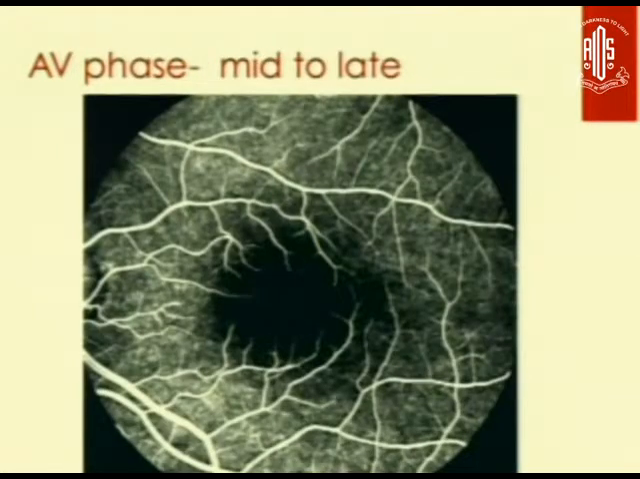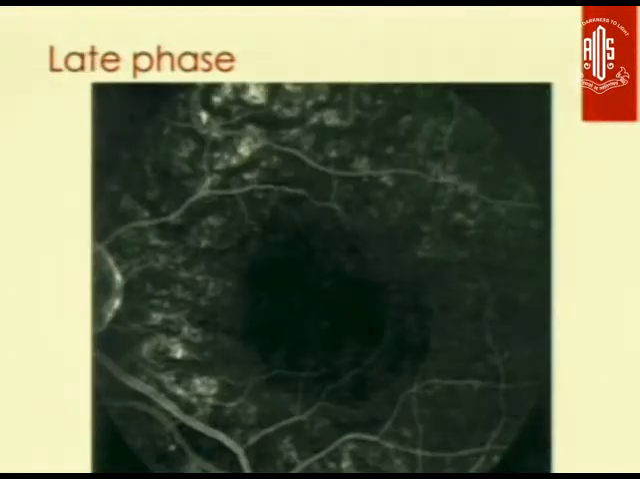Then you get the mid to late phase where the whole vein is filled up. And then of course the later recirculation phase, which is about 8 to 10 minutes later, where you find some amount of background choroidal fluorescence, and sometimes the disc starts to stain at this stage.